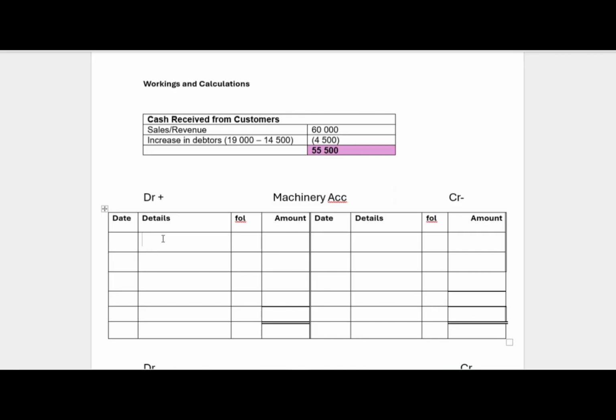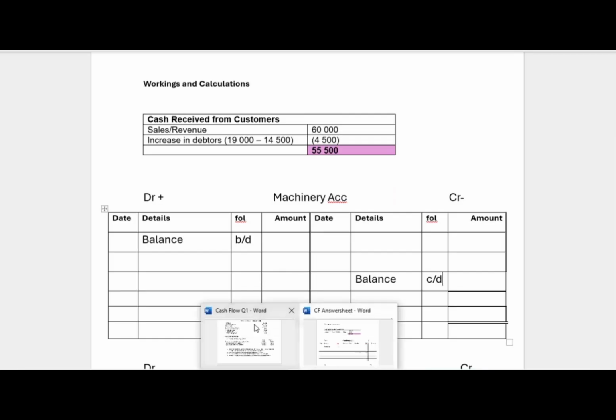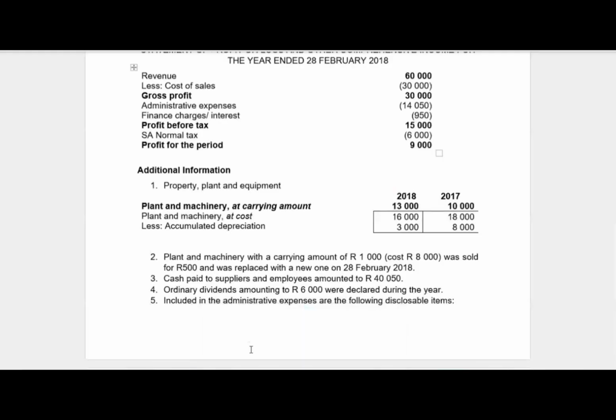So we are going to start with the opening balance, on the folio, balance brought down, which is the opening balance, right? And then the amount. And then we must also have our closing balance carried down. Let's go and determine these two items first. Number one, we're going to get this from that additional information in the PPE, or property, plant and equipment.